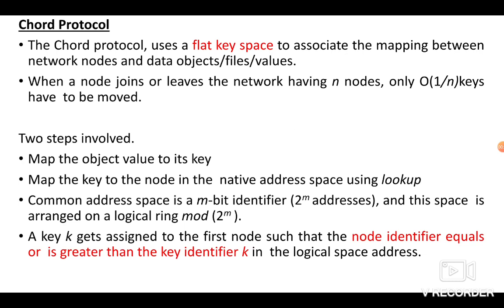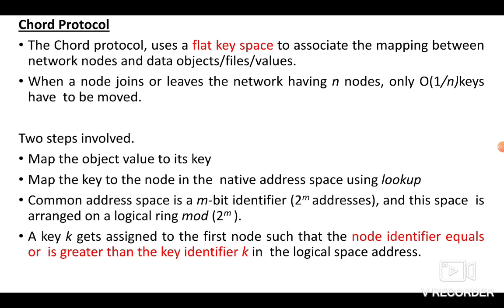So what is Chord? Chord uses a flat key space. The use of the Chord protocol is to map the network node to the data object. When a node joins the network or leaves the network, we don't need to move all the nodes. Only the order of 1/n keys have to be moved. This is the advantage of the Chord protocol.